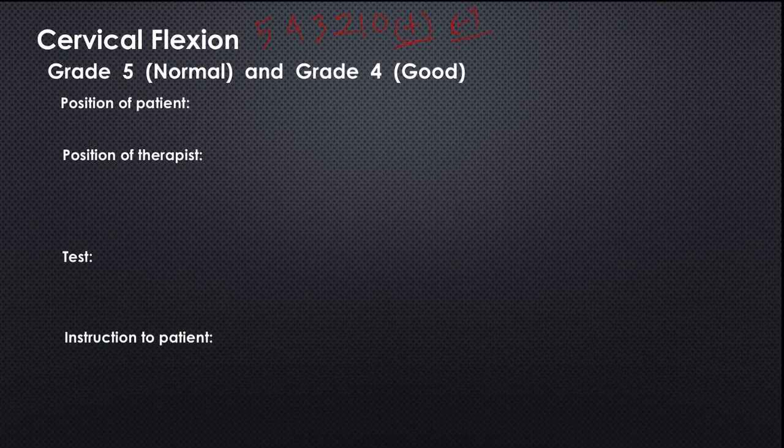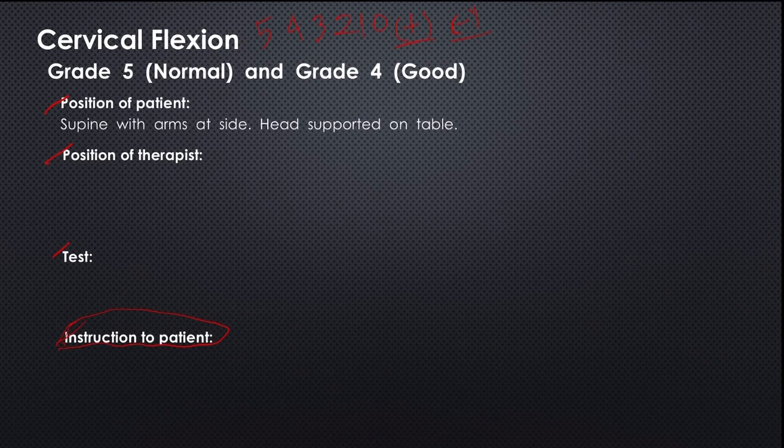So I have here different components on how you should perform the testing, starting with the patient position, the therapist's position, the test, what should be done, and most importantly, the instruction to your patient. Because again, the patient comes to you and they do not know your procedures, they do not know what steps you should be doing, so you should guide them by giving instructions. Okay, so this is very important. So let's start first with the position of the patient.